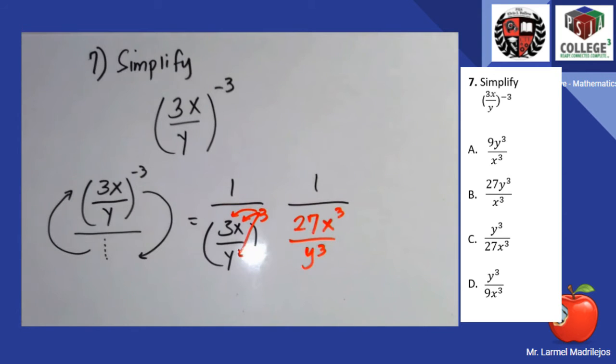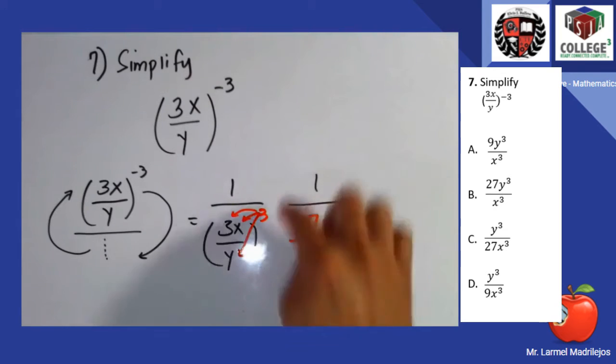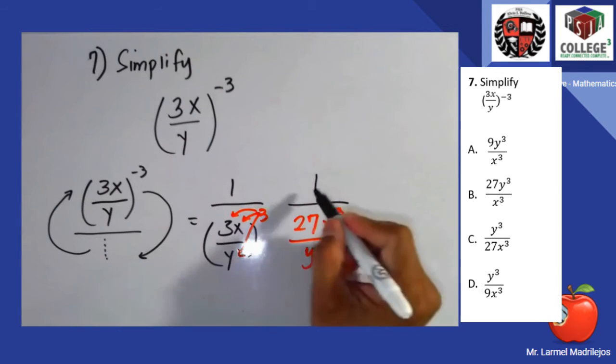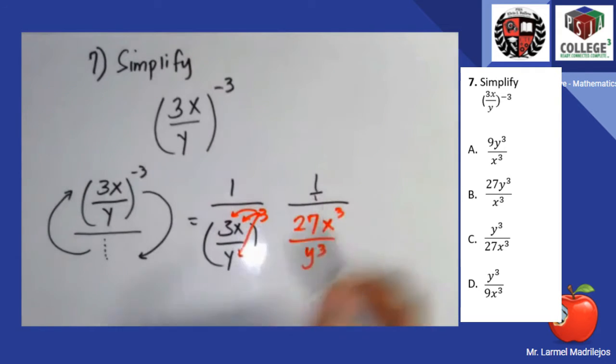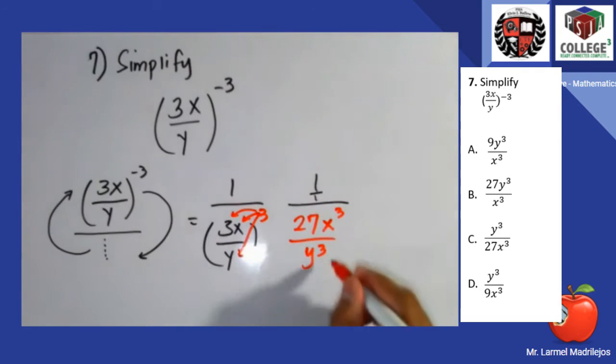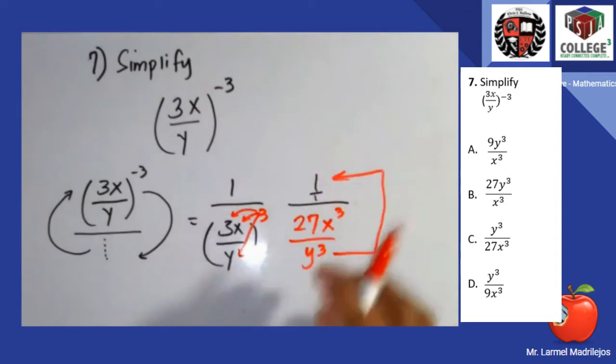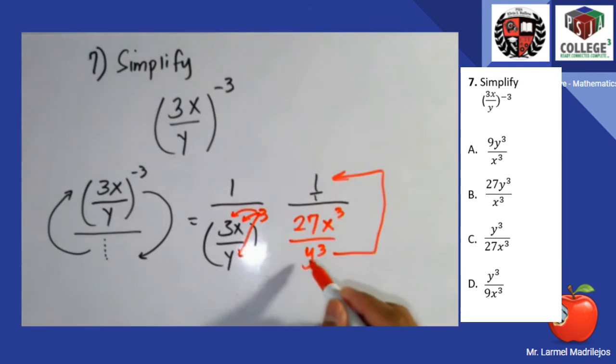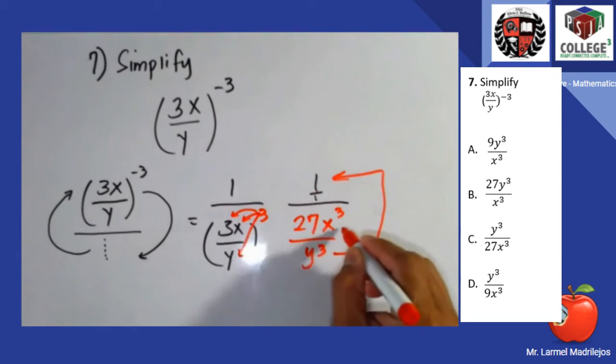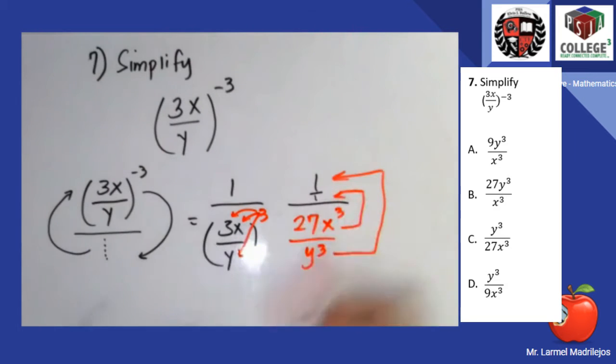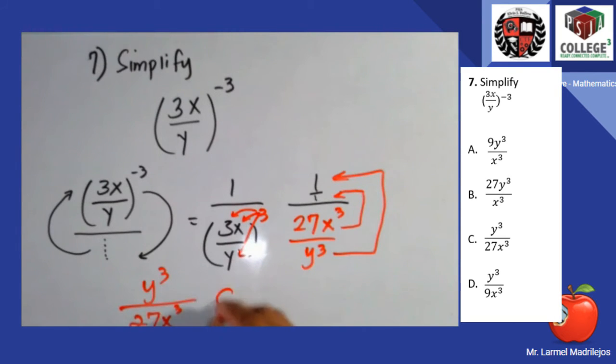Now, remember the rules of flipping. Okay, so this is not in the choices, but remember the rules of flipping. The top has an imaginary 1. Take this here, like the tortilla rule. y cubed times 1, 27x cubed times 1. So the final answer is y cubed over 27x raised to 3. Answer is letter C.